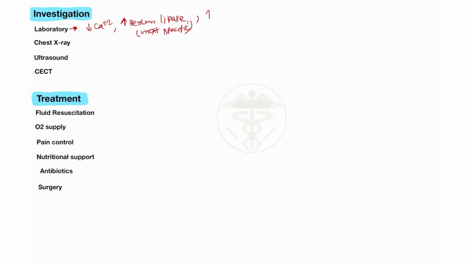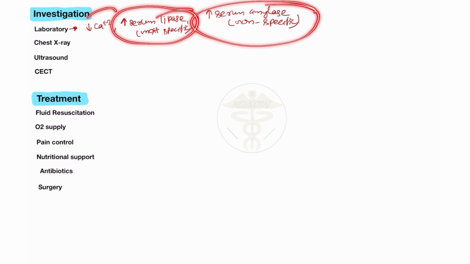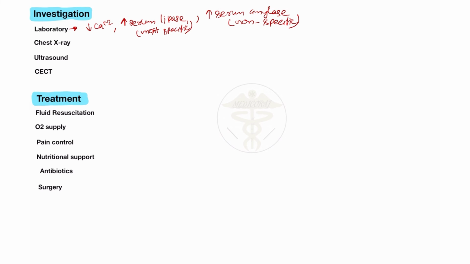Serum amylase also increases in the patient, but it is a non-specific type of investigation. So you will see an increase of both serum lipase and serum amylase, but a decrease of the calcium level in the patient of acute pancreatitis, because in this patient you will see hypocalcemia, the decreased level of calcium.